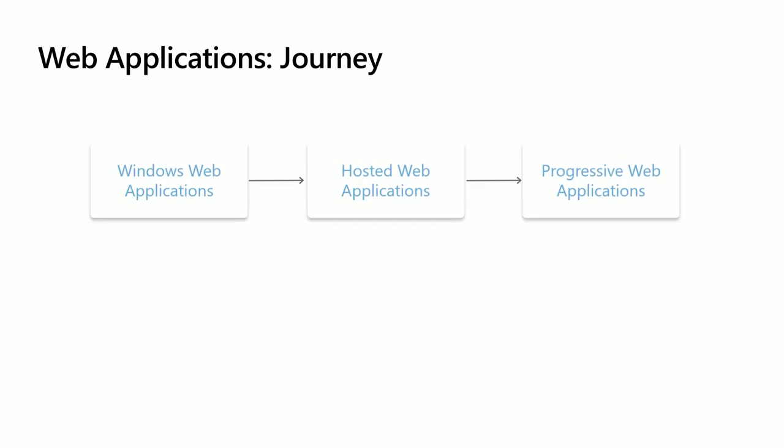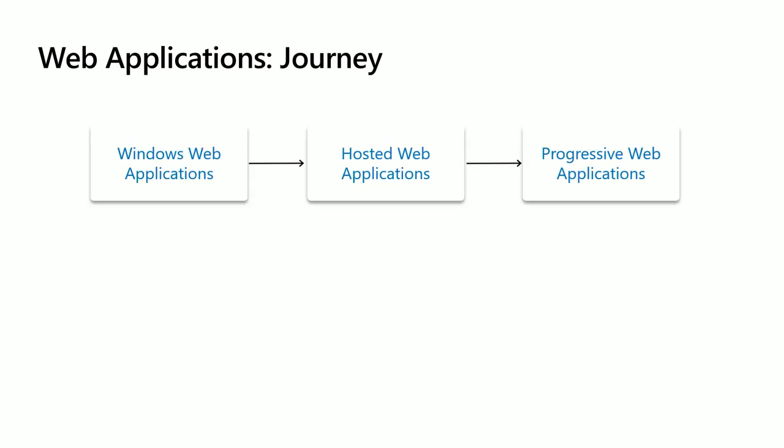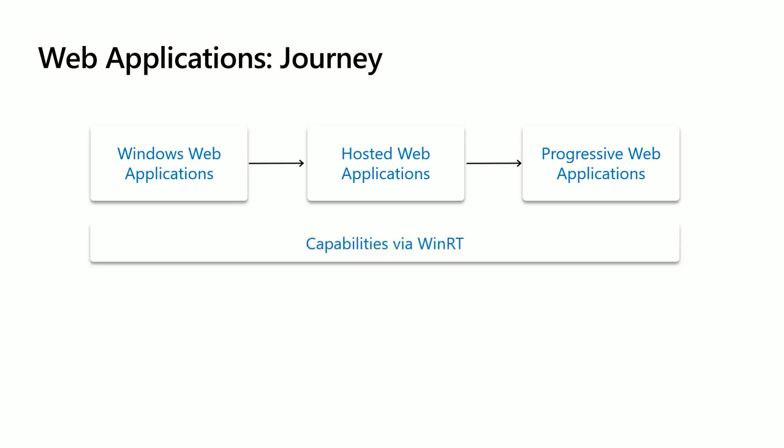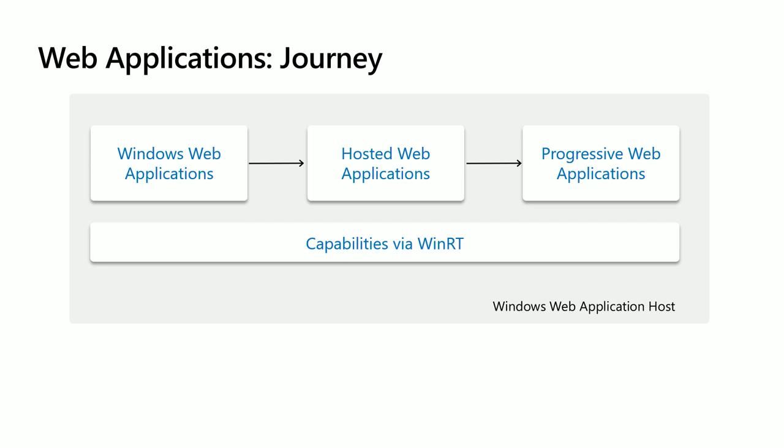And so web applications on Windows have been on this journey over time. Introduced in Windows 8 with Windows Web Applications, or WWAs, evolved into hosted web applications in Windows 10, and then progressive web applications later in the Windows 10 lifecycle as well. These all had in common the ability to integrate WinRT capabilities, so you could access native device capabilities from the web application using WinRT. So this would be things like using the WinRT contact picker or jump lists or live tiles in Windows 10. And then these all ran in the Windows web application host, so it's actually a separate context from the browser.